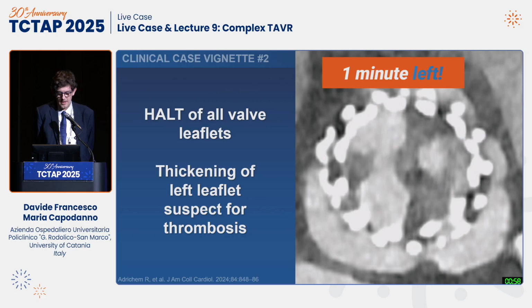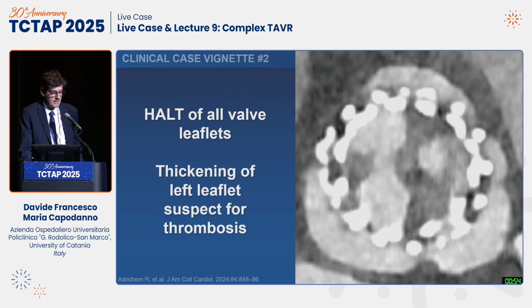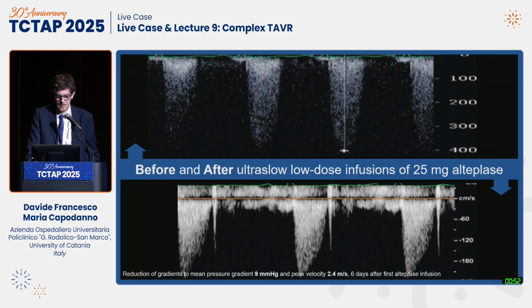So this was the imaging with CT of all the valve leaflets, a thickening of the leaflets, a suspect for thrombosis in particular. And in this case, they opted for this protocol of ultra-slow alteplase infusion, which means 25 milligrams over 25 hours that can be repeated, without bolus. So essentially, this is meant to decrease the risk of bleeding complications, which remain very high in this elderly and frail population, of course.